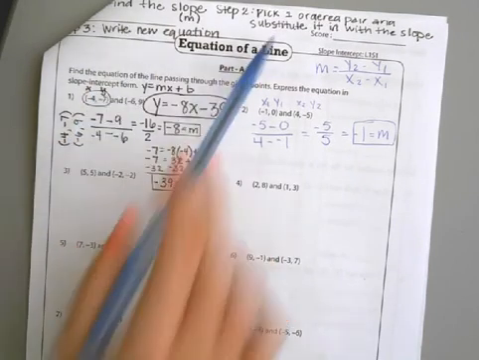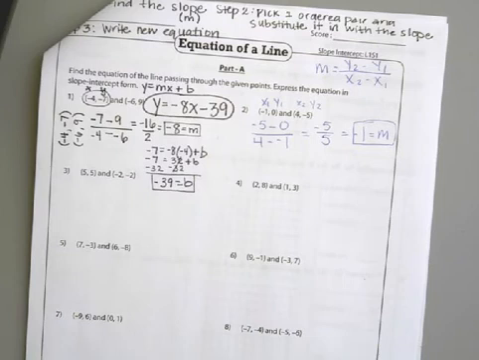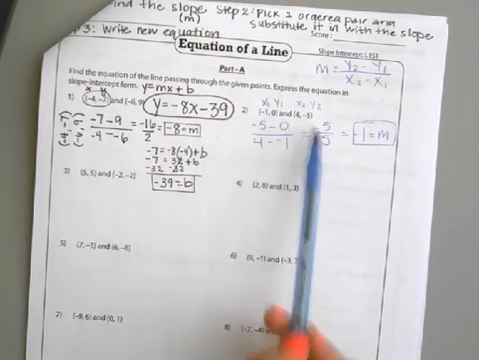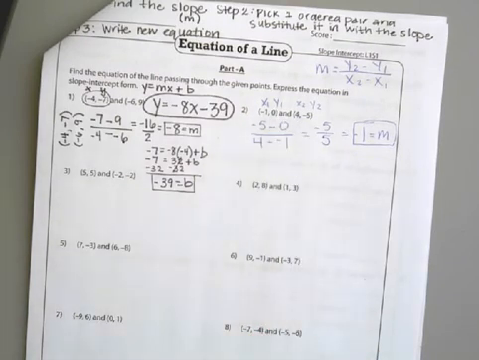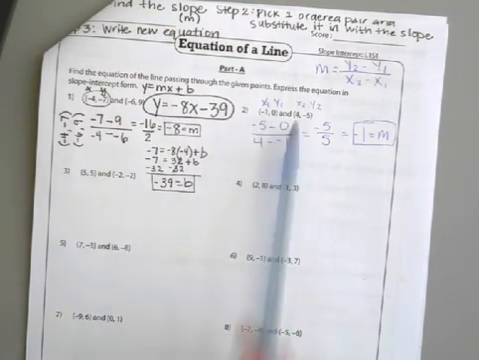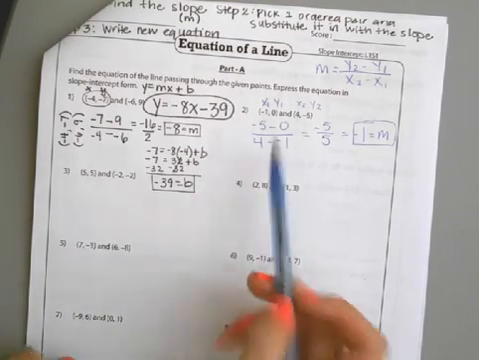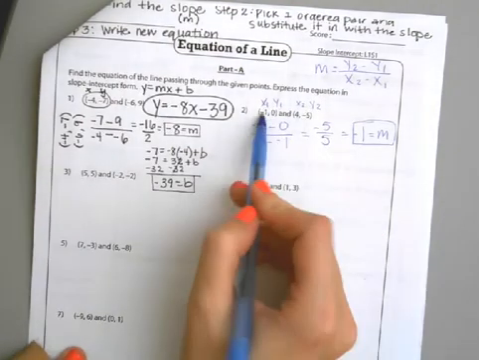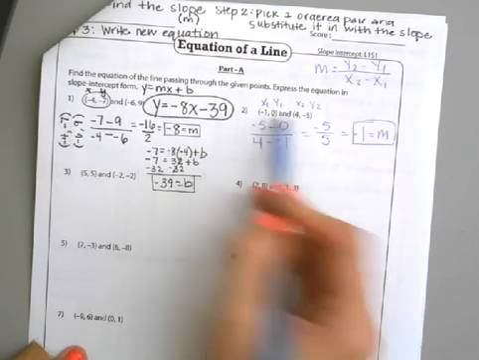That was step 1. Okay, step 2 says to pick an ordered pair and substitute it in with the slope. You may use either ordered pair. It does not matter. Sometimes it's easier to use the ordered pair with smaller numbers or without negatives. Unfortunately, both of these have a negative, so either one works. Take your pick. I'm going to use the first ordered pair just because the numbers are smaller. So negative 1 and 0. So I'm going to plug in, this is my x value, this is my y value.